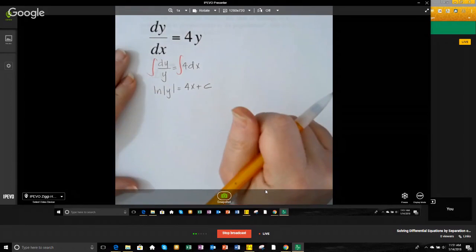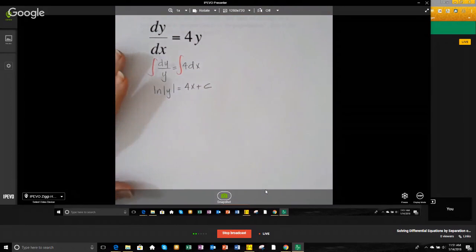And now we're going to exponentiate both sides, not integrate. So I need to get a different color to exponentiate here. Let's try blue.